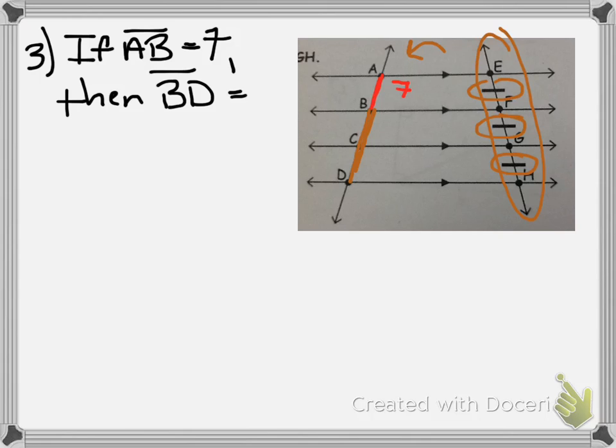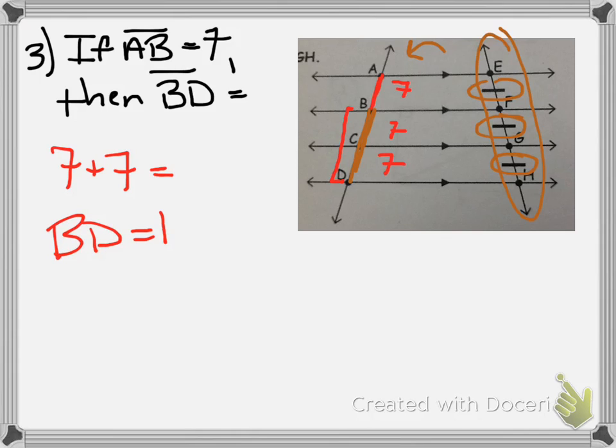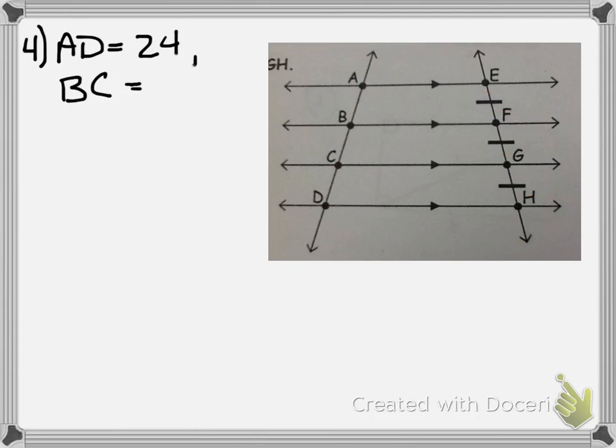That also means that BC is 7 and CD is 7. So BD would be this distance right here, which is 7 plus 7. So that means that BD is equal to 14. Okay? Alright, second one, or sorry, number 4.